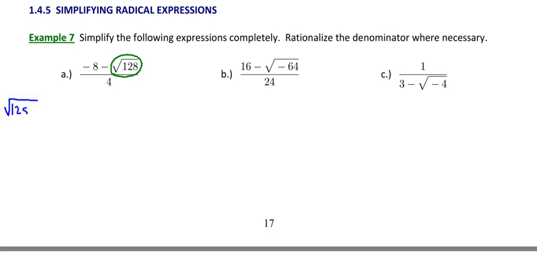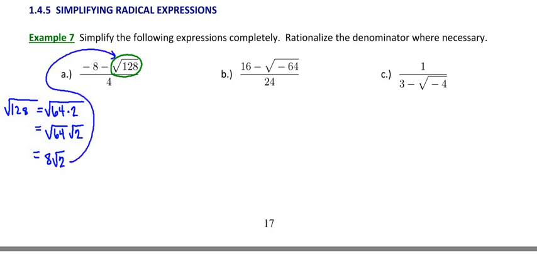Let's take 128 and rewrite it as a product of a perfect square and some other factor. Notice you can write 128 as 64 times 2. When we split up the radical over each factor, we have the square root of 64 times the square root of 2. And that can be simplified as 8 square root of 2. So I'm going to take this result and replace that complicated square root of 128 in my next step here. So we have negative 8 minus square root of 128, which simplifies as 8 square root of 2, and we still have a 4 in the denominator.